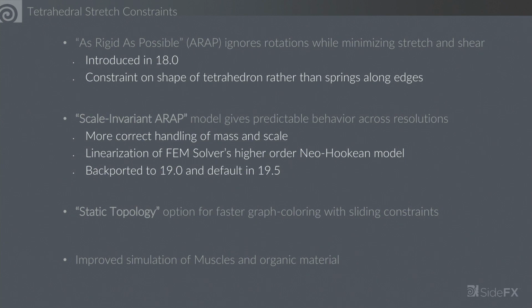The new scale invariant ARAP model just fixes some problems with the previous model that made it so that it wasn't consistent across resolutions, and you get better handling of mass and scale. This is pretty important because you want to be able to work at low resolution, use a stiffness setting, do some simulations, and then maybe go up to higher resolution. Or you might use adaptive tetrahedralization in a muscle. So you might have areas of the muscle that are curved that have lots of very small tetrahedra, and then larger flat areas that use larger tetrahedra, and they should all behave the same way.